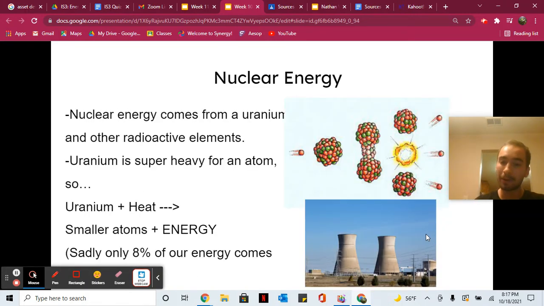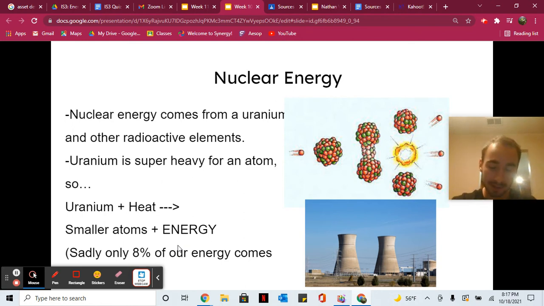The last one I want to talk about, there are other forms of energy, but the main one I want to talk about is nuclear. Nuclear energy comes from uranium and other radioactive elements. The nuclear plants that we see are from fission, where you have a uranium or a heavy element, and it gets split apart and releases energy as it gets split. And only 8% of energy comes from nuclear. The sad thing is, though, that we're using less and less nuclear energy in America.